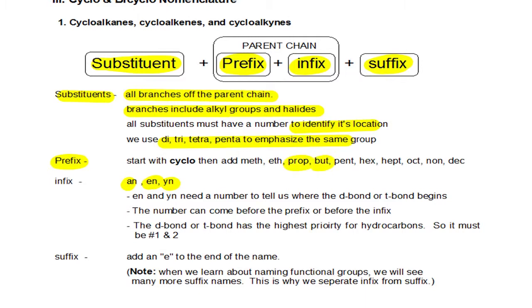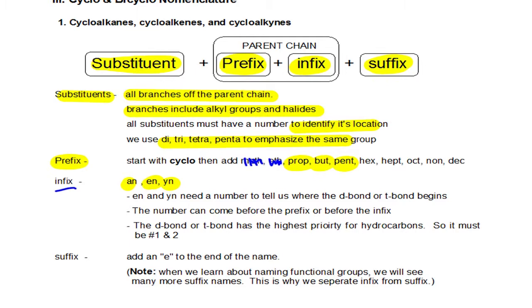Cycloprop, cyclobut, cyclopent. You can't really have a cyclometh or cycloeth. So it's prop and onward. Okay, so that's the prefix, cyclo, and then whatever number of carbons make up the ring. Now the infix is whether it's an alkene, alkyne, or alkane. If it's an alkane, it would be cyclohexane, an. If it was a double bond in the ring, cyclohexene, en, and so on. So that's the infix part.